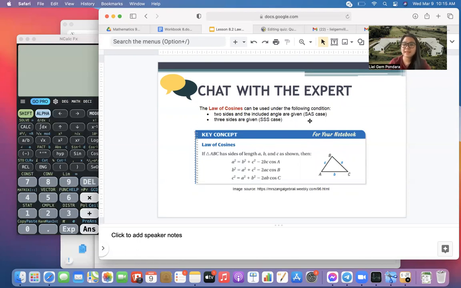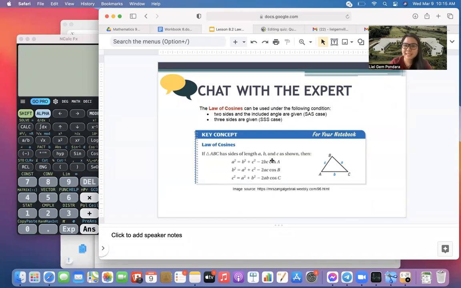Now, what is the formula for the law of cosines? If you're looking for side a, then sides b and c and cosine A can be given. That's going to be a squared equals b squared plus c squared minus 2bc, multiply cosine A. If you're looking for b, that's b squared equals a squared plus c squared minus 2ac cosine B. And the same for c.